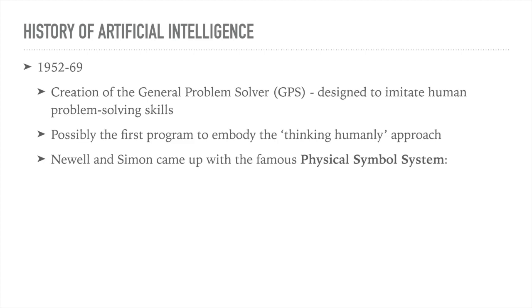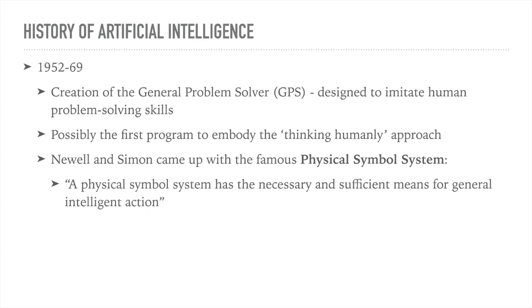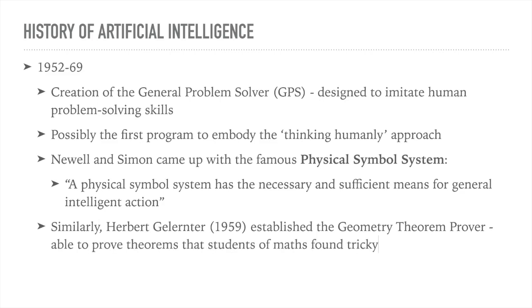Similarly, a considerable achievement here was by Newell and Simon, who came up with something known as the physical symbol system. What exactly was it? It basically had the necessary and sufficient means for general intelligent action. So once again, a machine which would try to interpret physical symbols and make sense out of them. That was the whole objective behind Newell and Simon's discovery.